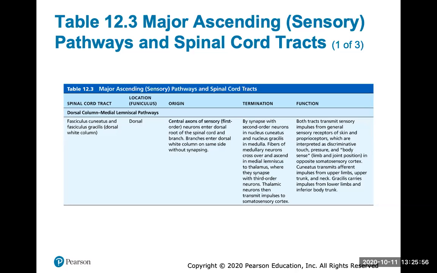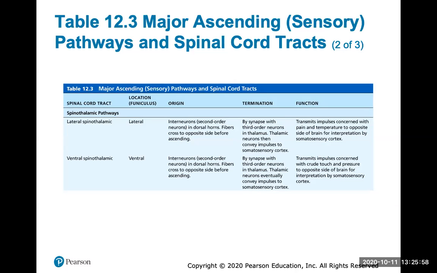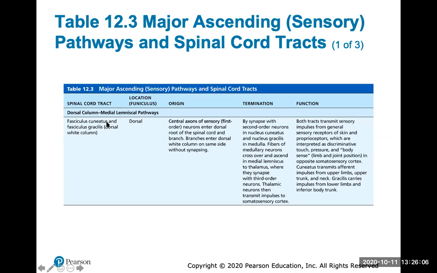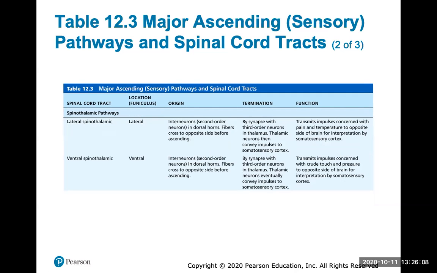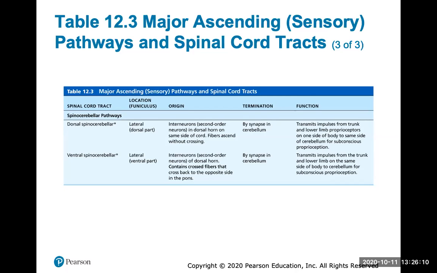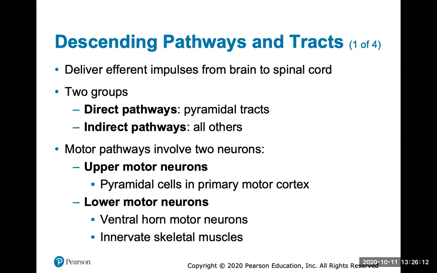I'm going to ask you to know these three pathways, not necessarily understanding the difference between lateral and ventral for the spinothalamic, but knowing the difference between the DCML pathway, the spinothalamic pathway, and the spinocerebellar pathway, because those are the three main ascending pathways. The descending pathways are either direct or indirect. Direct pathways, we call them pyramidal tracts.